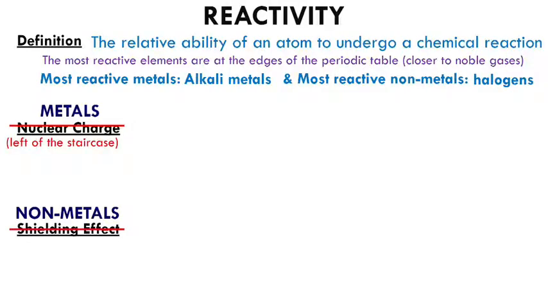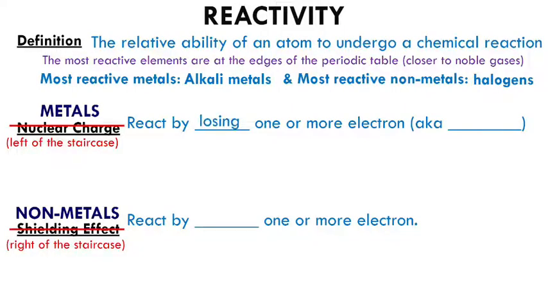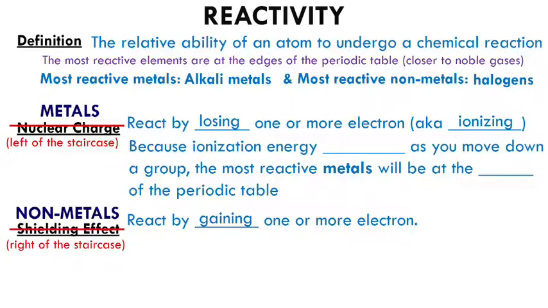So for metals, remember these are at the left of the staircase and nonmetals are at the right. Metals are going to react by losing electrons, and our nonmetals react by gaining electrons. Because metals are losing electrons, that's what we called ionizing, becoming an ion by losing an electron, pulling one off. Then the ionization energy trend is going to determine how easy it is for metals to react. And because our ionization energy decreases as we move down a group, the most reactive metals are going to be at the bottom of the periodic table.